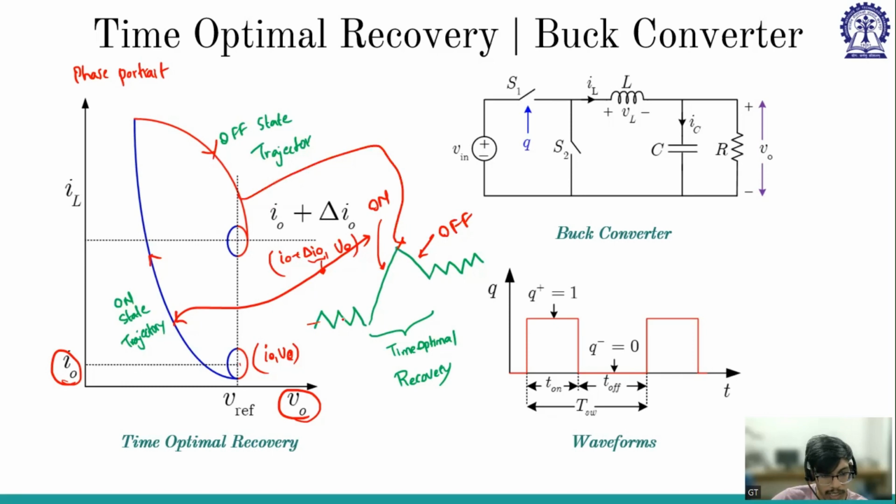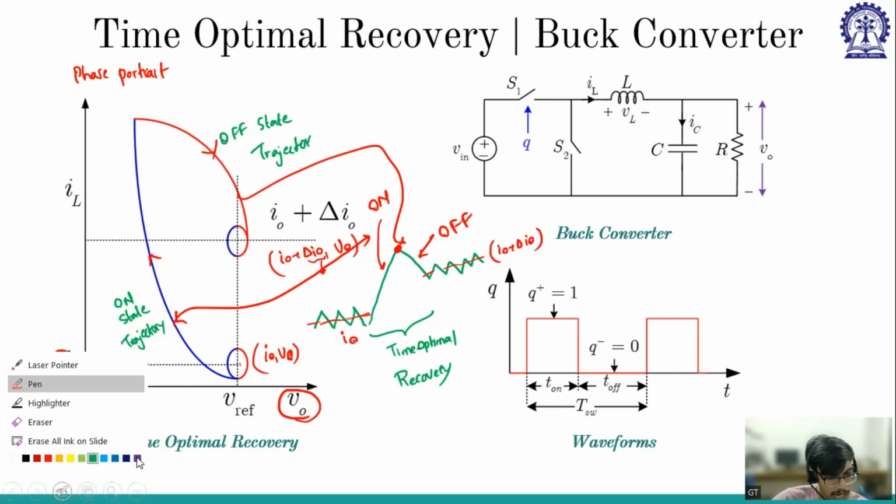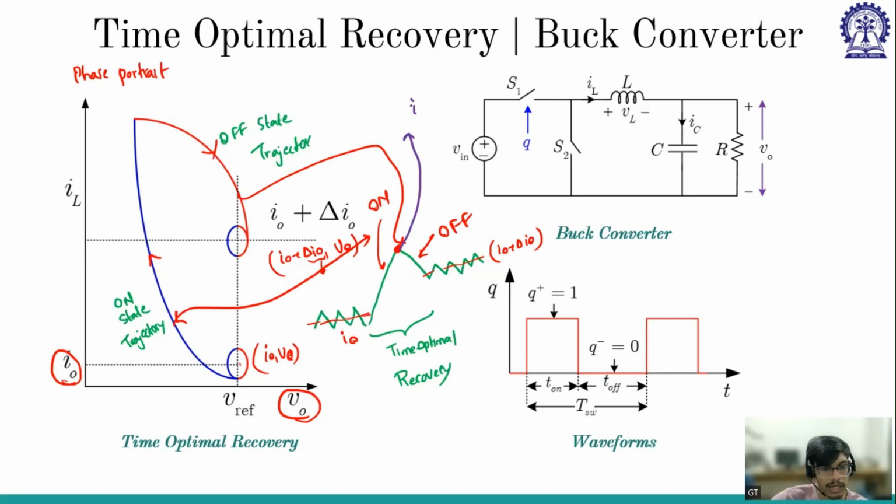Say this point, this average is I naught. This average is I naught plus delta I naught. But it is reaching a point which is neither I naught nor I naught plus delta I naught. It is reaching some current value, say I. The voltage waveform will be something like this. Here the voltage is V naught, here also the voltage is V naught, but at this location the voltage is some V. So I would call this point I comma V. From I naught comma V naught, before going to I naught plus delta I naught comma V naught, it goes through some transient. In a switching cycle, it turns on, reaches some value of current, and then falls down. So this is time optimal recovery: within one on state and one off state, it is reaching the target.